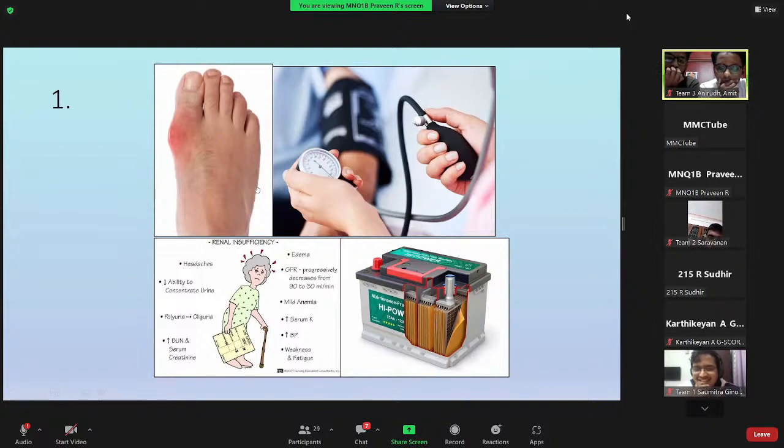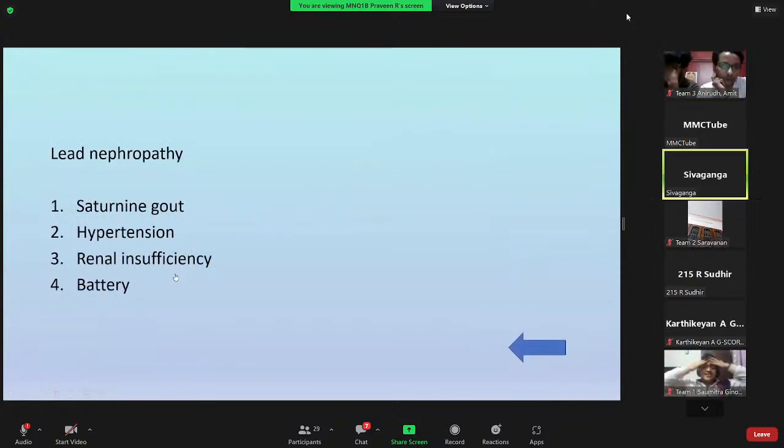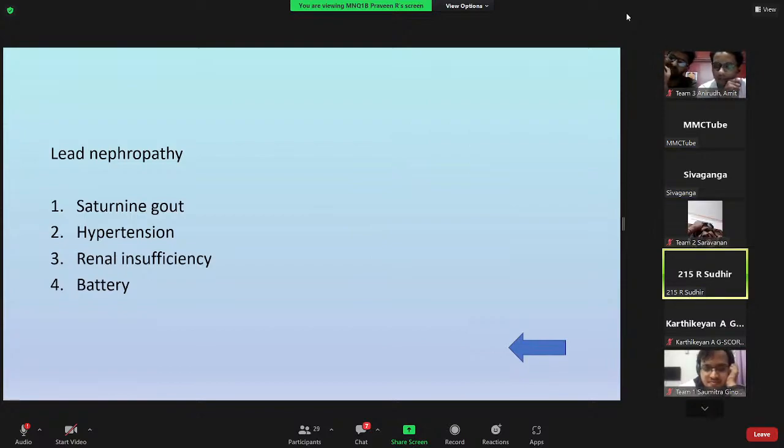Can we have the answer slide, please? So that was lead nephropathy: cataract, gout, hypertension, renal insufficiency, and lead batteries. Team 1 has answered lithium nephropathy and Team 2 has answered cadmium toxicity, both of which are wrong. So minus 20 for Team 1 and 2. Okay. Hyperlinks. Team 1 and 2 minus 20.